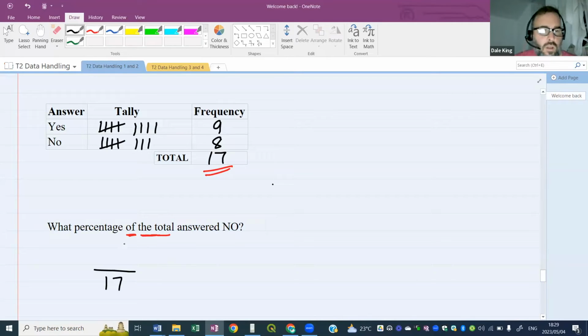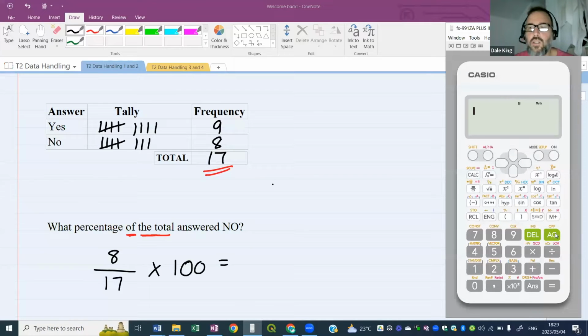So we're working out a percentage of that number. And what do we want to find? How many answered no? So that must come at the top. So it'll be 8 at the top out of 17, and then multiply by 100. Okay, so 8 over 17 multiplied by 100. Let's do the calculation on my calculator so you can see it.